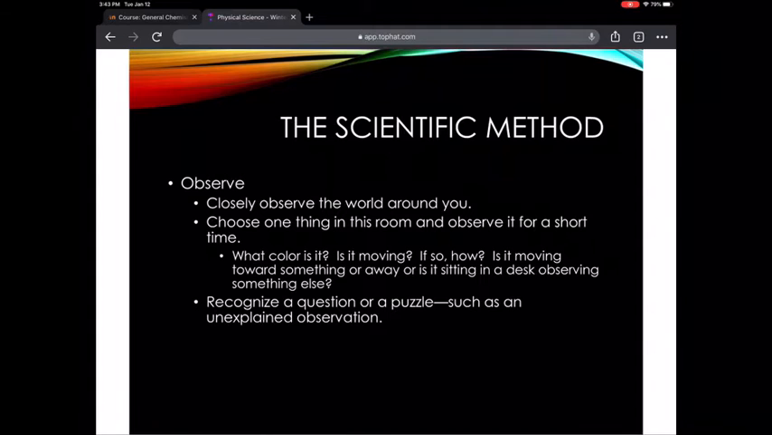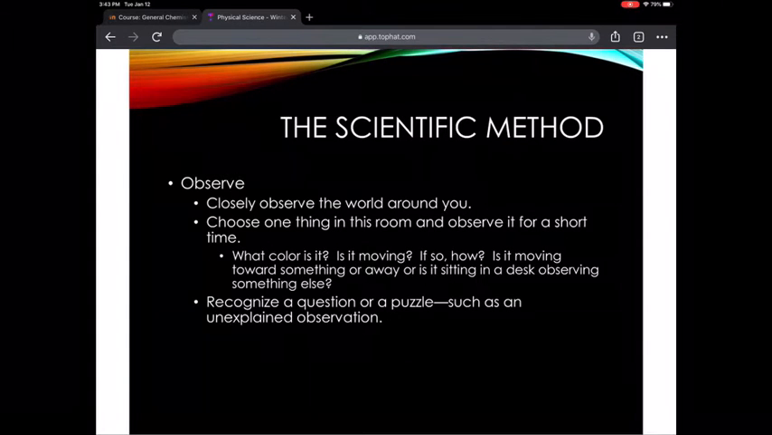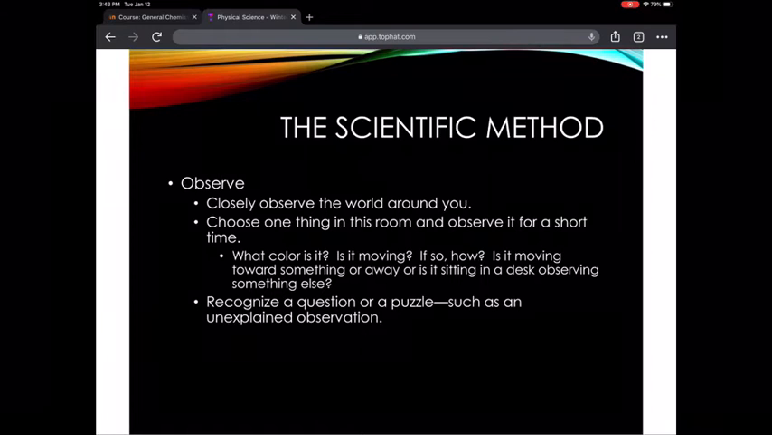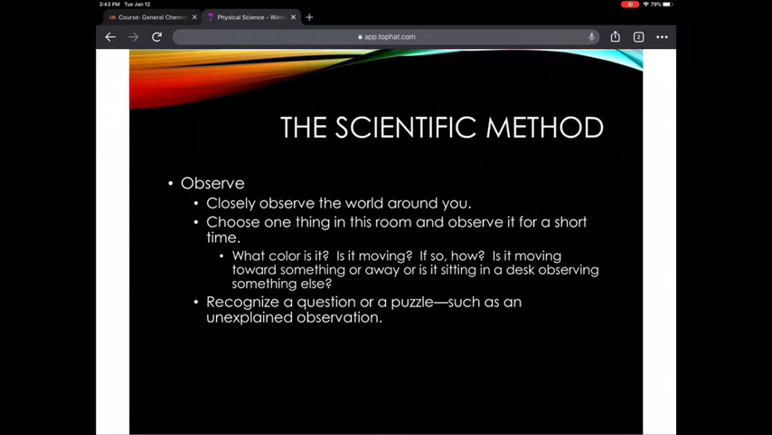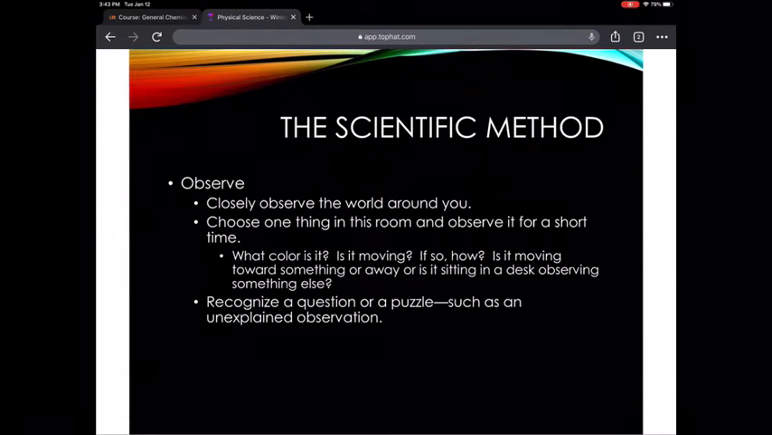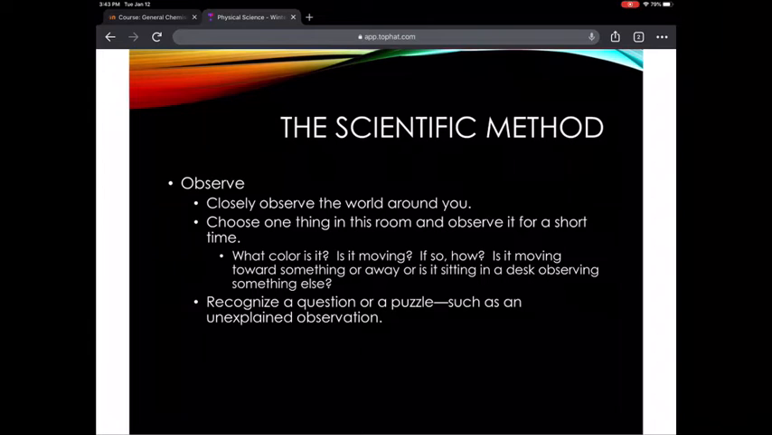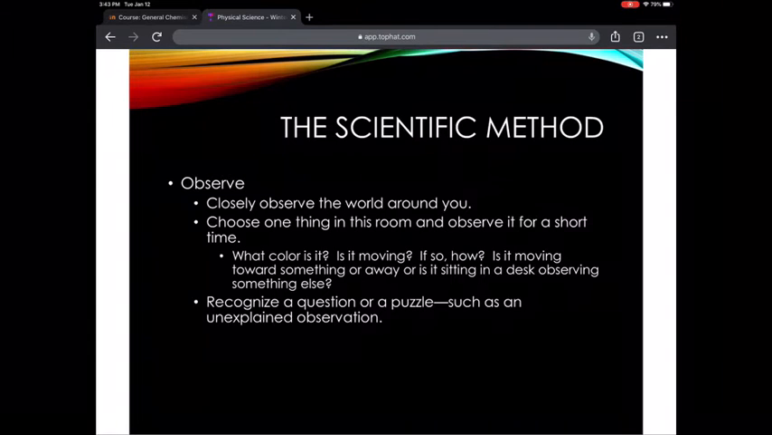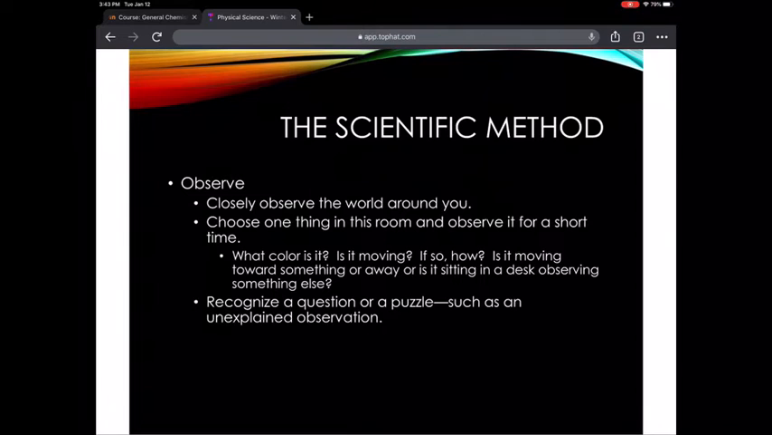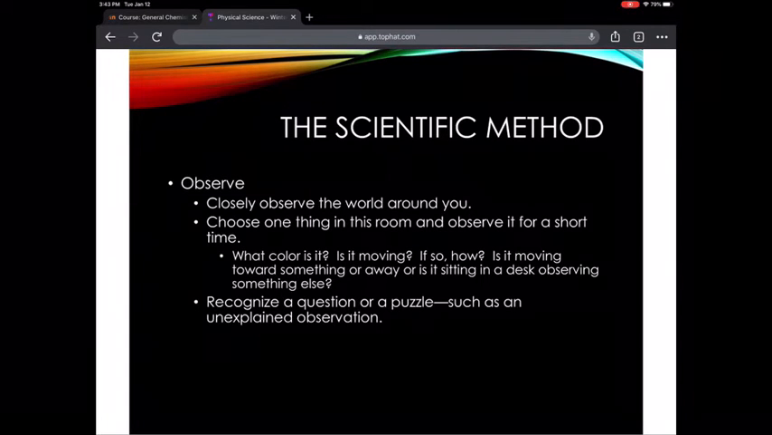So I want you to choose one thing in the room where you are and observe it for a short time. You can observe things like, what color is it? Is it moving? If it's moving, how is it moving? Is it moving towards something or away, or is it sitting on a desk? Does it require a motor? Does it have a light? Does it have a switch? Does it have a battery? All of those things are observations.